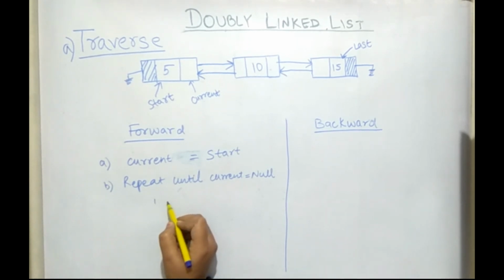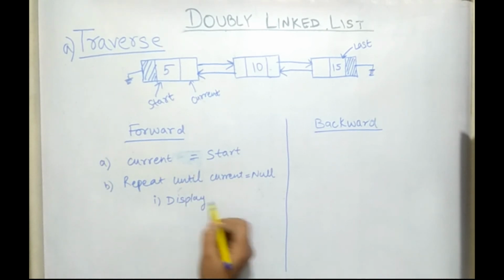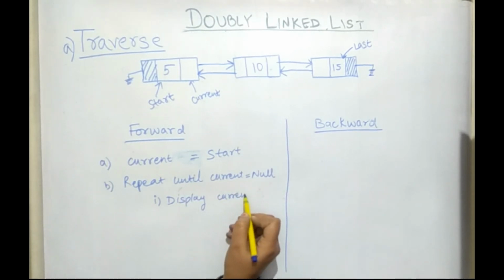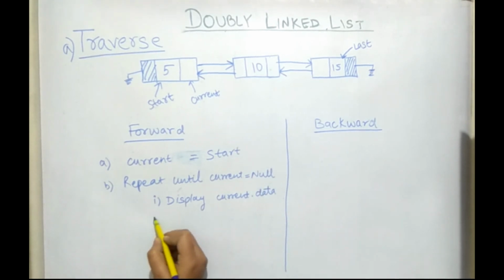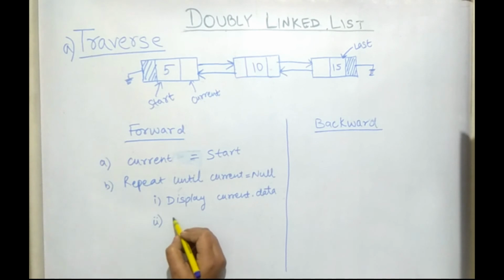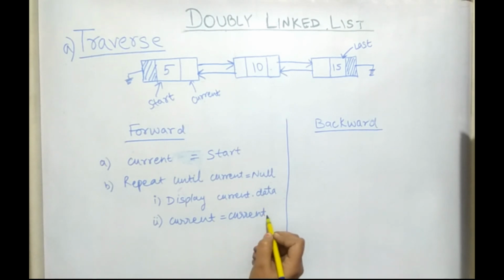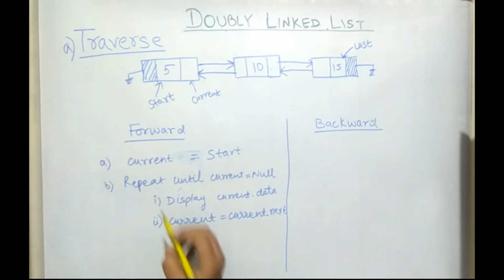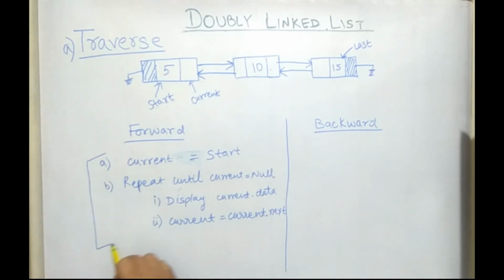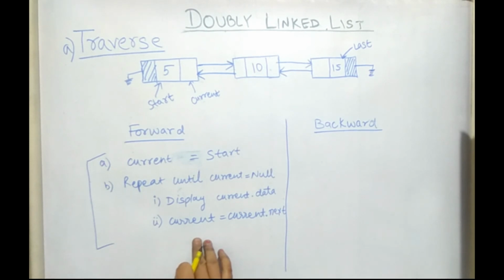Okay, so what are the steps? First we have to display the information part, means display current dot data, and then we have to move current to its next node in the sequence, current equals current dot next, right? So these are the steps to move in the forward direction. These are the same as for a singly linked list.